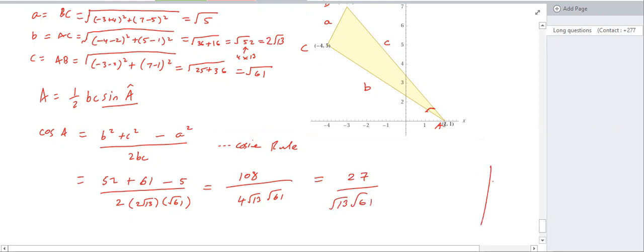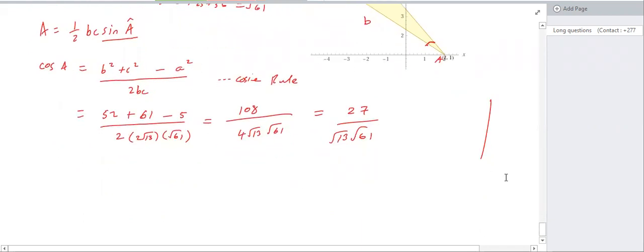So what is sine of A? Let me just write it out. Sine of A, we should draw a triangle. Why do we need sine of A? We need sine of A because we need to calculate the area of the triangle, which involves a sine. So angle A here has adjacent 27 and hypotenuse root 13 root 61. And we need to find the opposite.